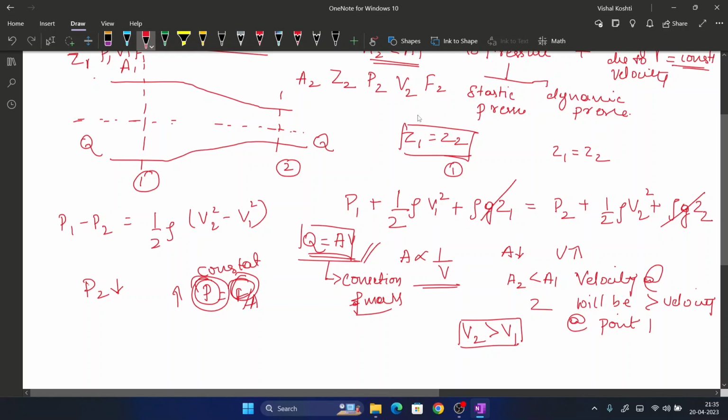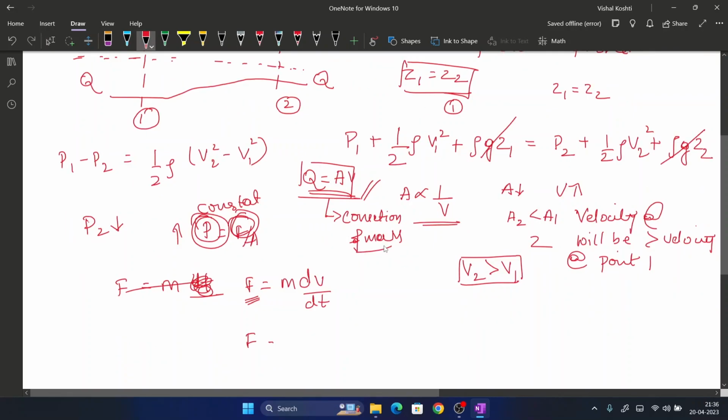Now the next thing is, what happens to the force? What exactly is force based on Newton's second law? Force is actually the rate of change of momentum, which means force is equal to mass into dv by dt. Here I know the pressure is constant, and I want to find the value of F. So I will find the value of F from this.